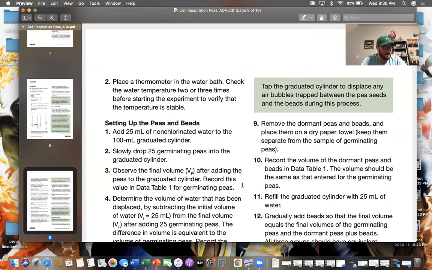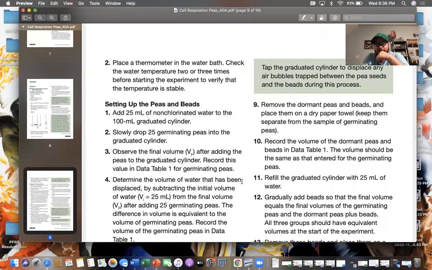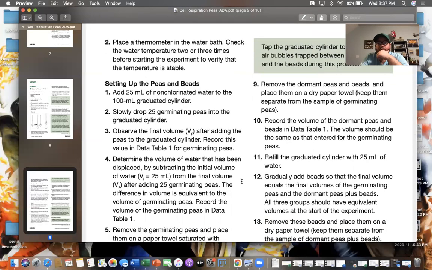All right, so 22 beads gets me to the same volume. Okay, 22 beads. So remove the dormant peas and beads and place them on a dry paper towel. Keep them separate from the sample of germinating peas. Record the volume of the dormant peas and beads in table 1. Okay, so do that. I need a new paper towel.